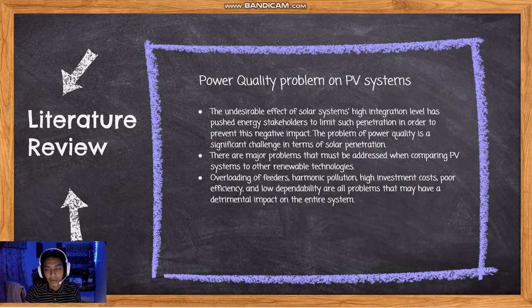Power quality problems on PV systems. The undesirable effect of solar systems at a high integration level has pushed energy stakeholders to limit such penetration in order to prevent this negative impact. The problem of power quality is a significant challenge in terms of solar penetration. There are major problems that must be addressed when comparing PV systems to other renewable technologies. Overloading, harmonic pollution, high investment cost, poor efficiency, and low dependability are all problems that may have a detrimental impact on the PV system.